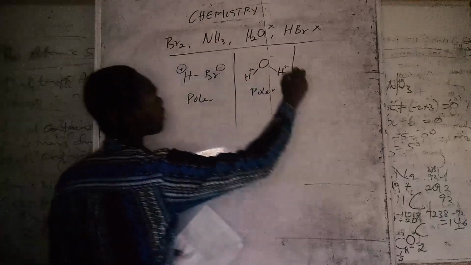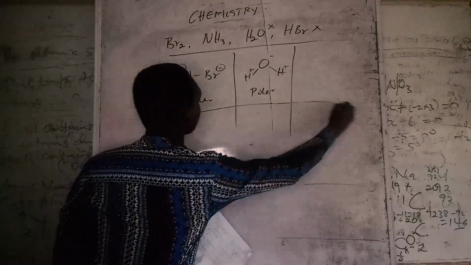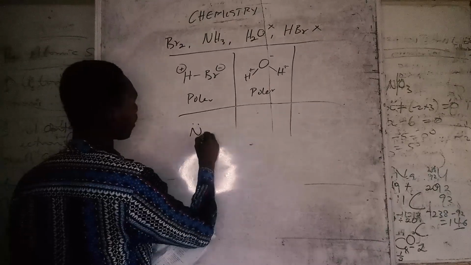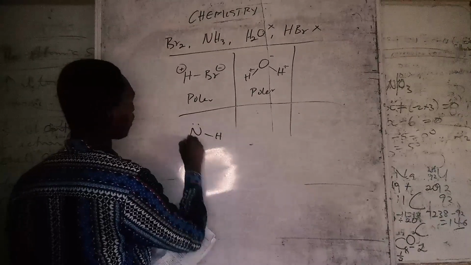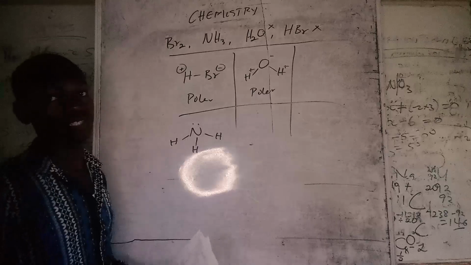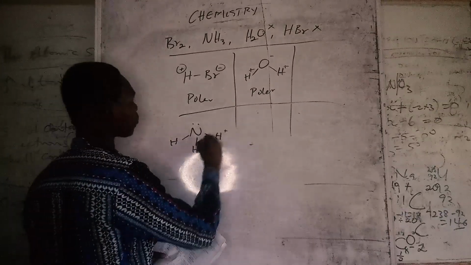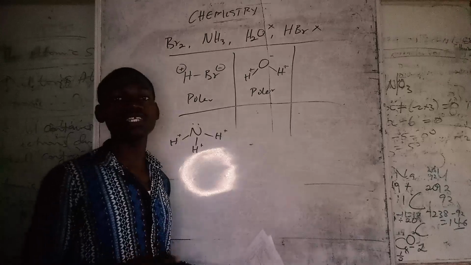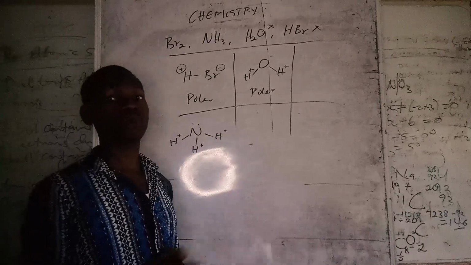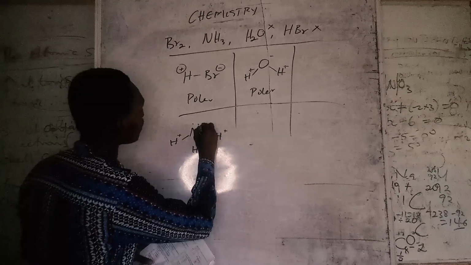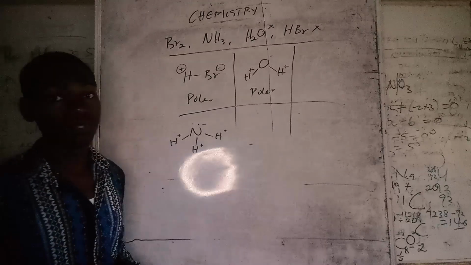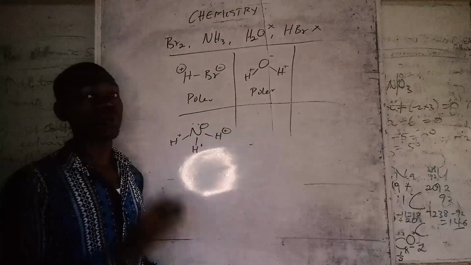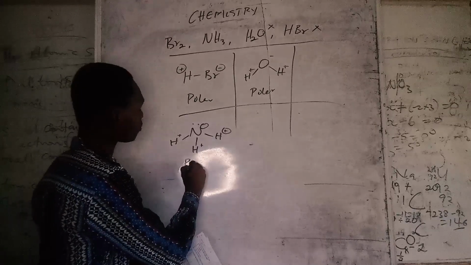What about ammonia? The structure of ammonia is in this form: nitrogen with its lone pair and bonded to 3 hydrogens. Like I said before, the charge of hydrogen is plus. Now, what about the charge for nitrogen? The oxidation number of nitrogen is -3, so the charge for nitrogen is minus. So we can see different types of charge here. So ammonia is a polar substance.